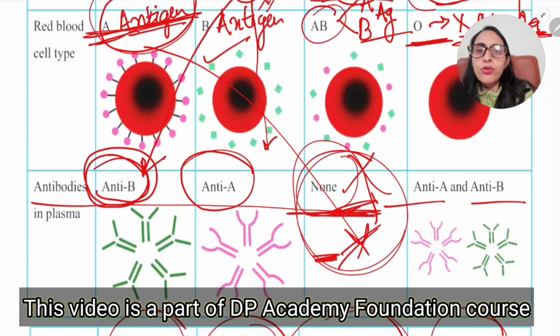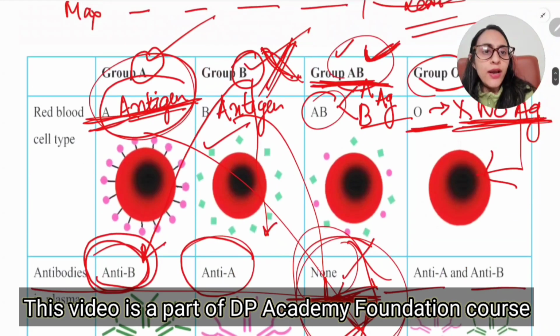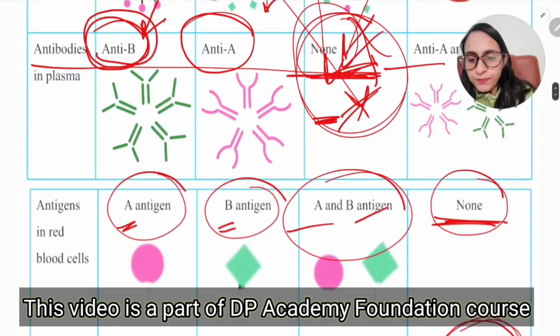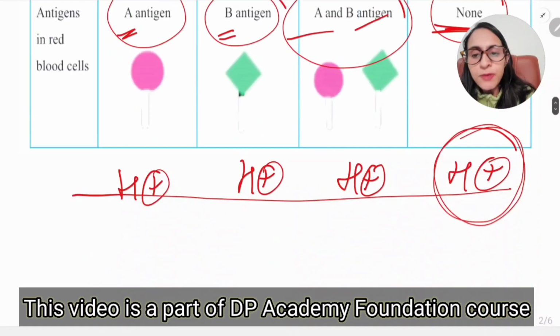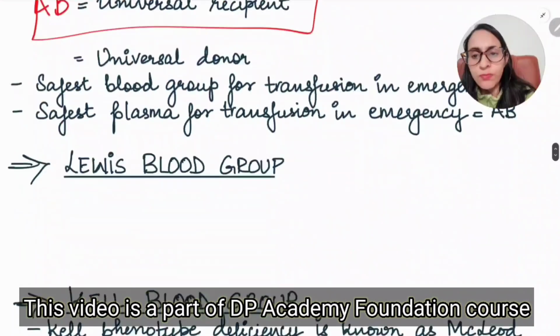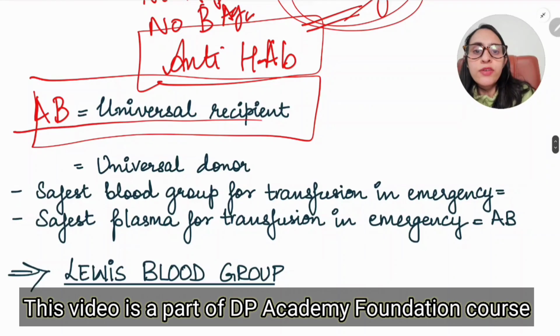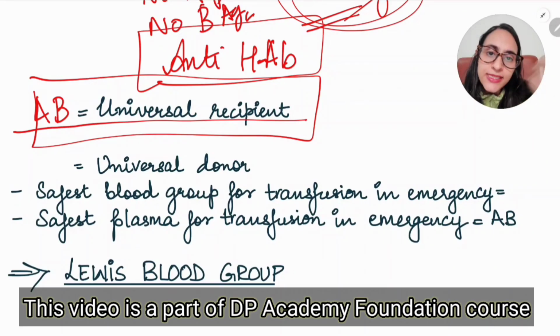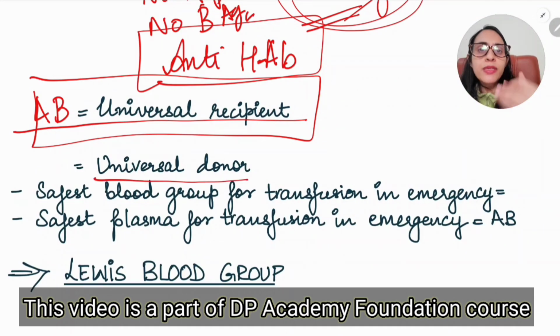They can receive A blood group, B blood group, and they can even receive O blood group. So to these people you can give any kind of blood. That is why we call them universal recipient, meaning they can receive any blood group. Universal donor, donor means it is going to donate, right? It is O blood group.